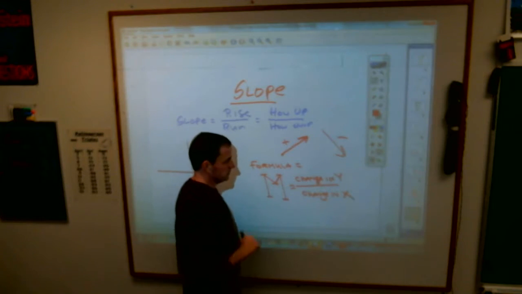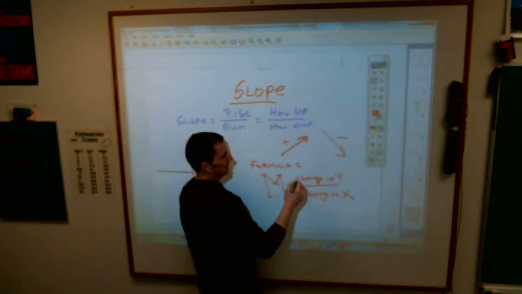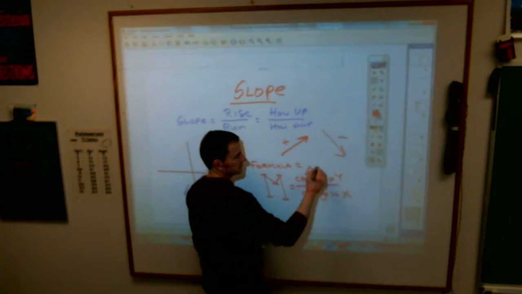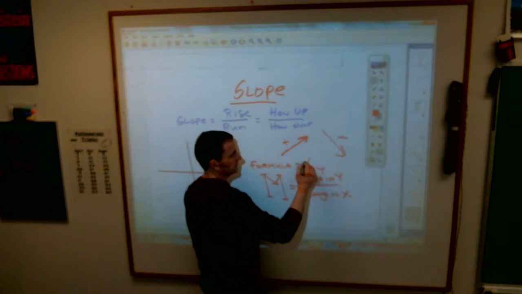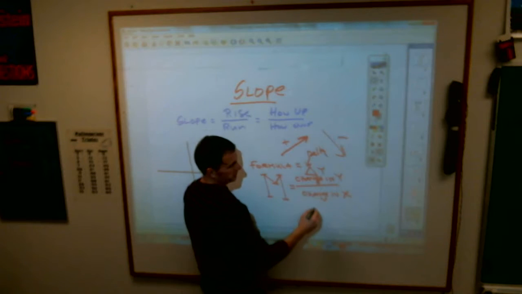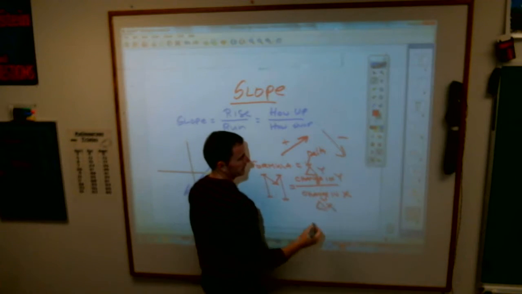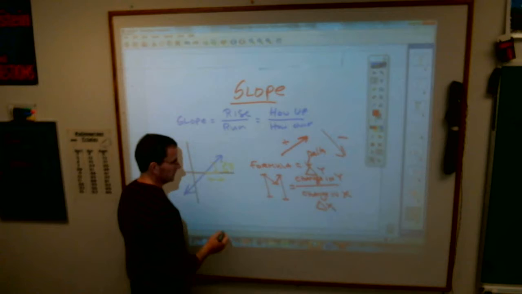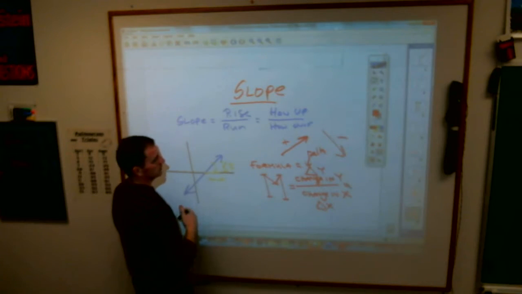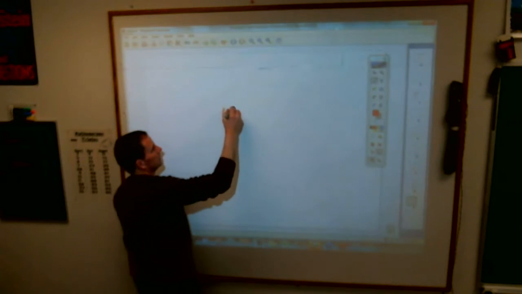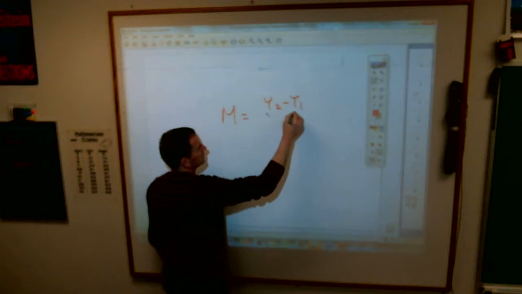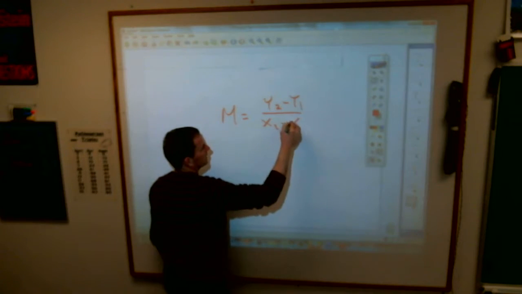And just because you kids are smart, in math, anytime you see the little triangle symbol, they call it the delta. It's delta Y. Delta just means change, over delta X. But none of that means anything to you because here is what it is, written out: M equals Y2 minus Y1 over X2 minus X1.